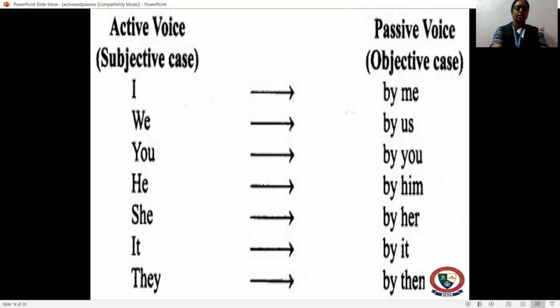Similarly, when it comes to third person, he, third person singular, becomes by him. If it is feminine, third person singular, she, becomes by her. If it is it, by it. If it is they, by them.